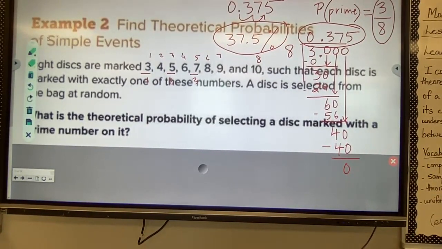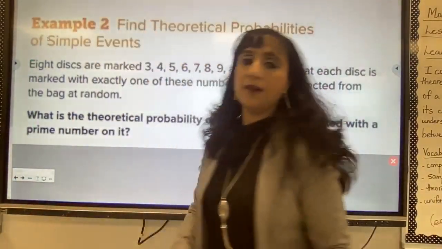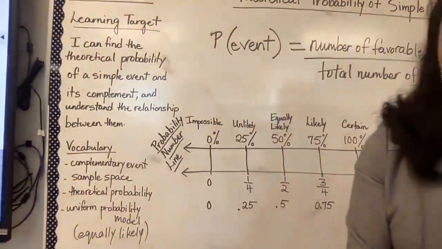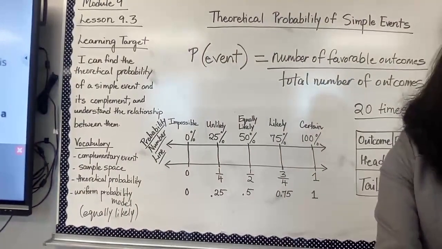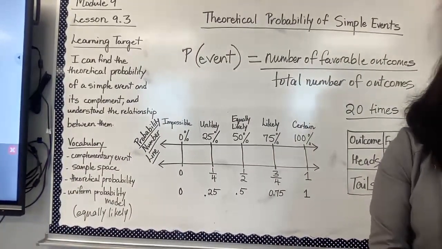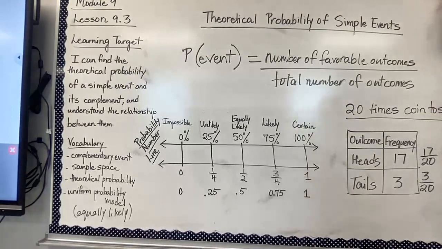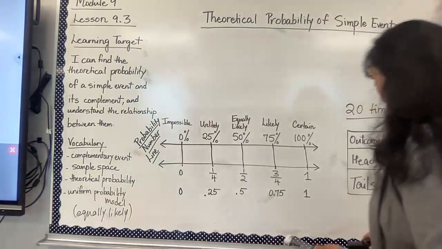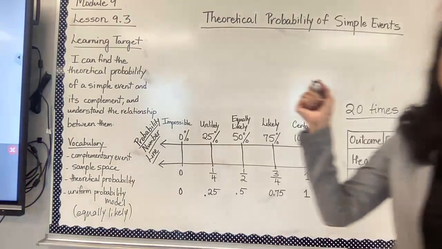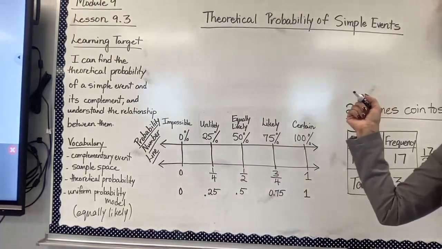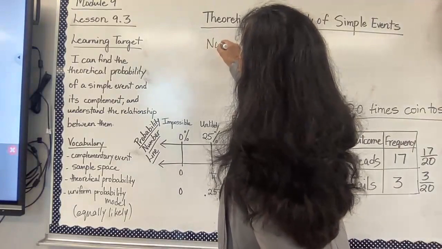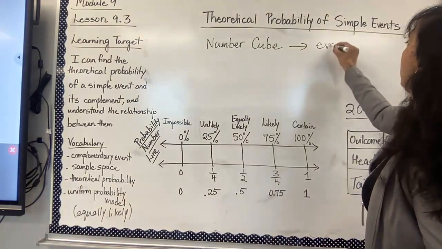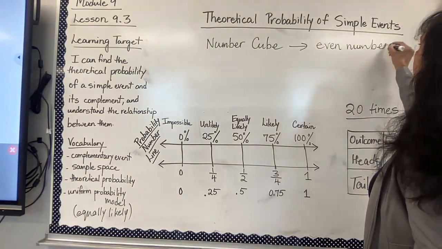Now, let's quickly discuss what is a complement of an event. Suppose you are rolling a number cube, and the desired outcome is an even number. So a success would be defined as rolling an even number. So you are rolling a number cube, and you want an even number.